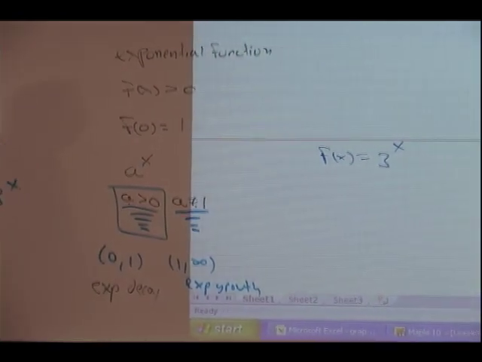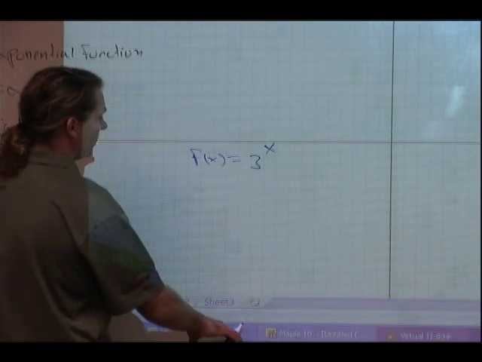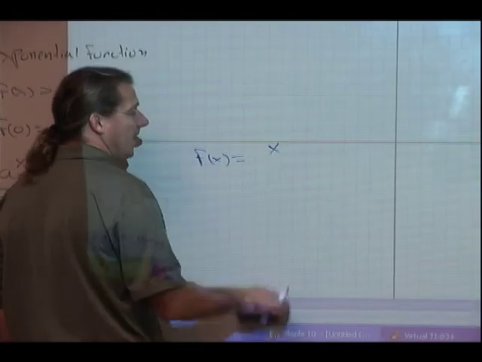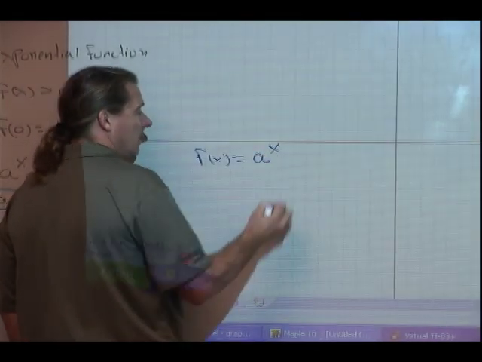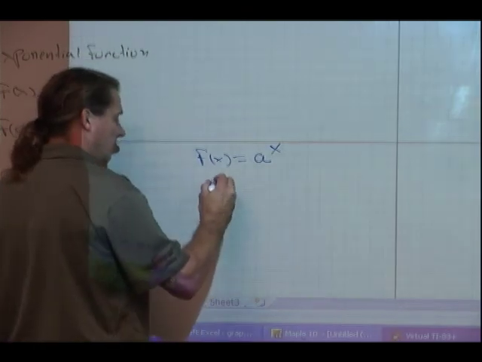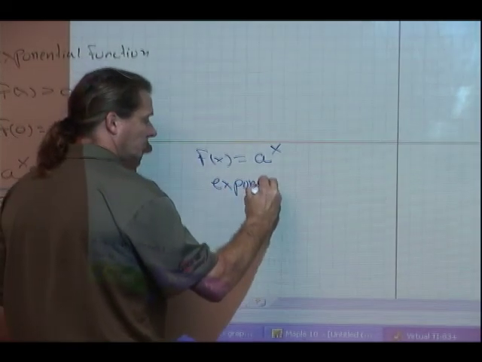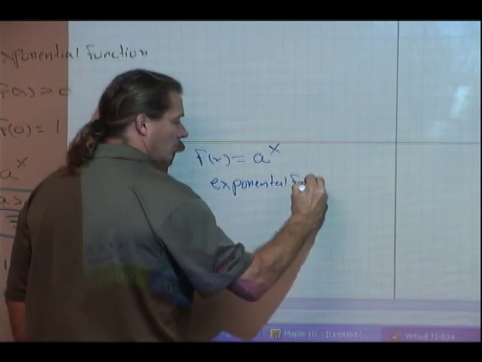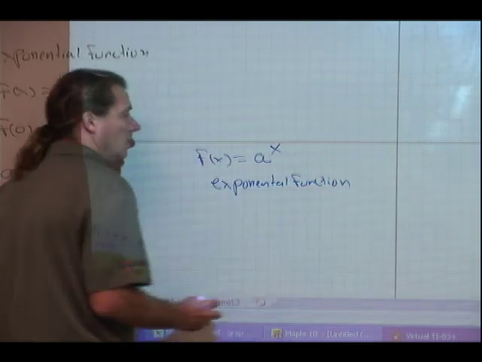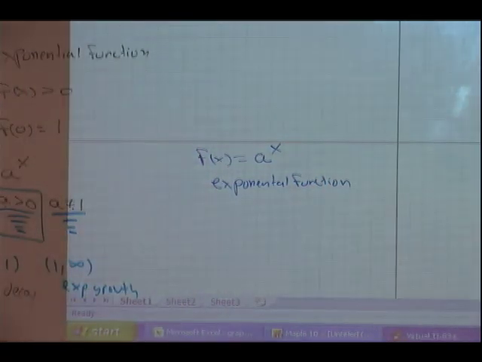Now, first and foremost, we're going to define these things as really going to be not just 3 to the x, but any number a to the x is going to be an exponential function. So this is an exponential function. We have to talk about these choices for a.